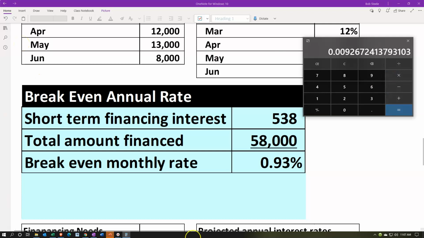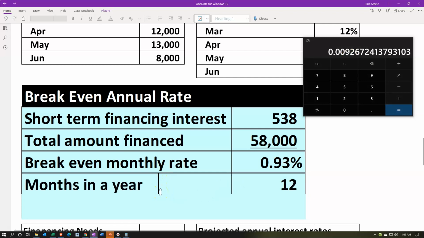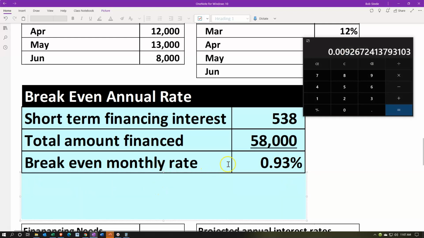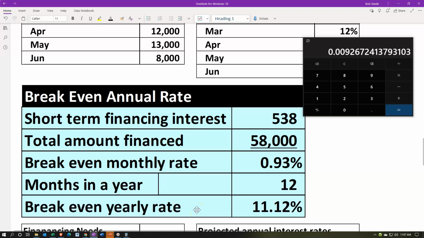We've got the 0.0092. So again, this is rounded, so about 0.93%. If I move the decimal 2 places over and round the 2 to a 3 here, then that would be the monthly rate. So what we just figured out is the monthly rate. If I wanted the yearly rate, then I would do the opposite of what we did up top. We'd take that monthly rate, multiply it times 12, then we'd have the yearly rate of the 11.12.